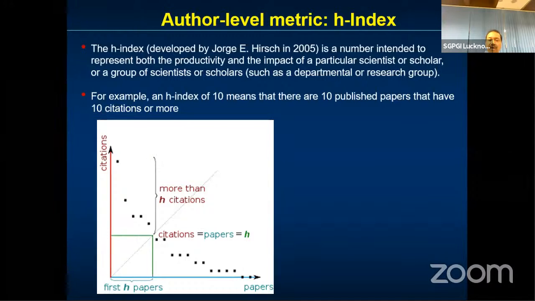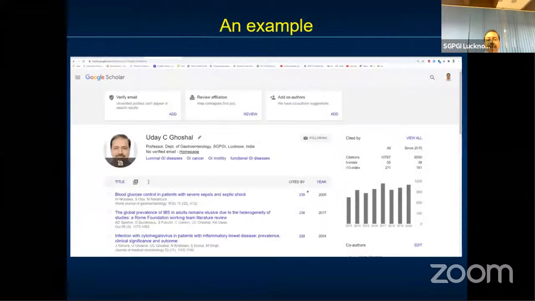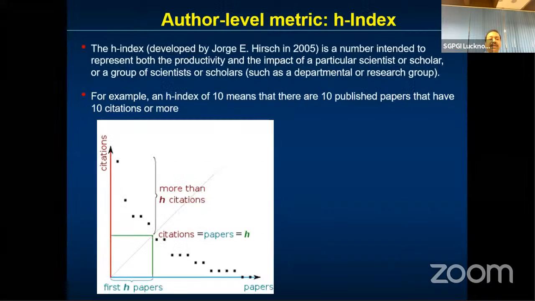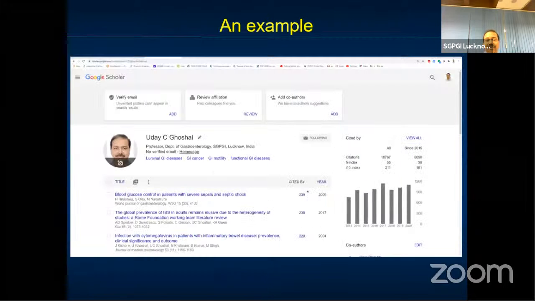Okay. Now let us say the H-index of somebody is 55. What does it mean? 55 means that 55 papers have been cited more than 55 times. So if I produce 300 papers, only 55 of my papers were cited more than 55 times. That is H-index. What is the I-10 index?